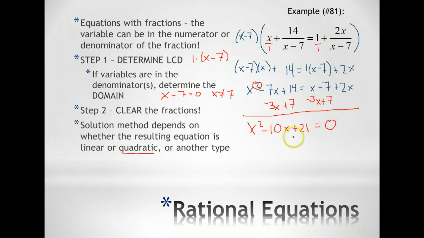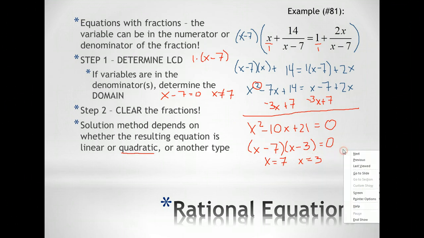So now this is a quadratic. I can tell right away I can solve this by factoring. Two things that multiply to give me a positive 21 and add to give me a negative 10 are a negative 7 and negative 3. So this is x minus 7 times x minus 3. I use the zero product property, set each binomial equal to 0, and then I solve each one. So x minus 7 equals 0, which gives me x equals 7, and x minus 3 equals 0, which gives me x equals 3.